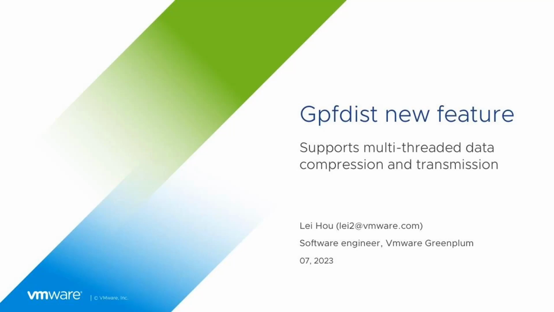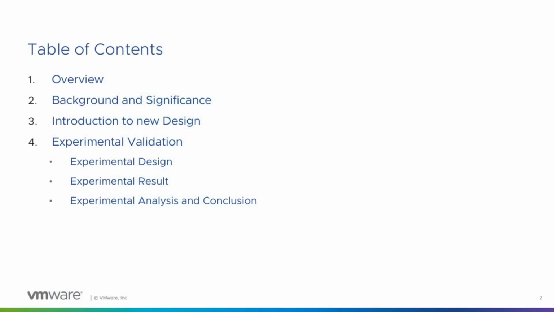Today, we bring you an upgrade of gpfdist, the multi-threaded compression transfer mode. In this mode, gpfdist utilizes the parallel computing power of multi-core CPUs to achieve efficient data transfer with less occupied bandwidth. The main content of this presentation includes the background of this upgrade, the implementation method, and the performance test results.